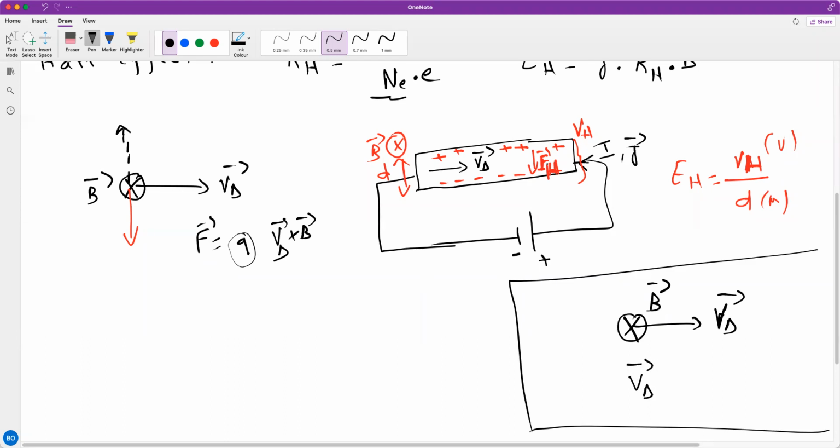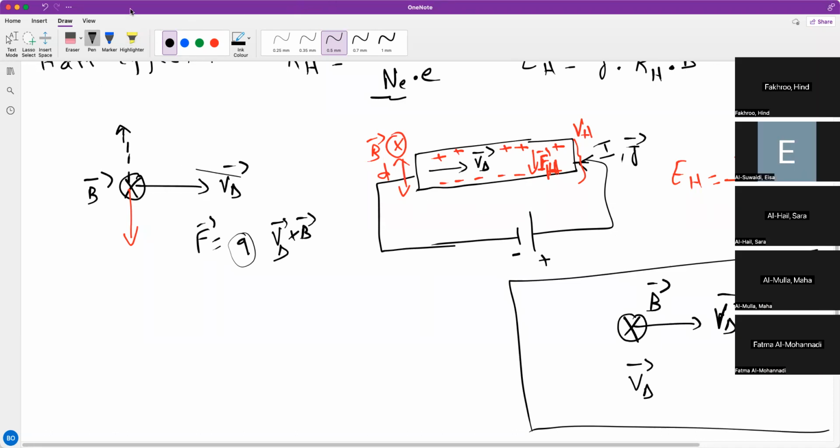let me see, I will switch on my camera. Actually, I'm in the office. Can you see me?